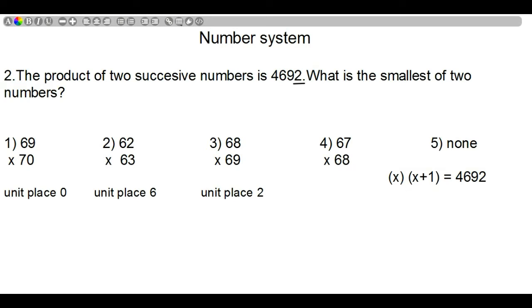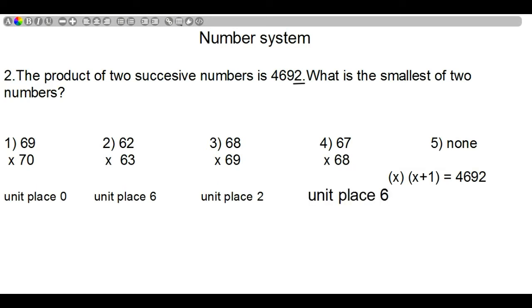If the smaller number is 67, the larger number will be 68. And 7 into 8 ends with 6. So very clearly, even option number 4 cannot be the answer. Why? Because here the product is ending in 6 and our actual product ends with 2. So as you can see here, out of the given 5 options, 3 are already eliminated. That is option number 1, option number 2 and option number 4 cannot be the answers. The correct answer has to be either option 3 or option 5.